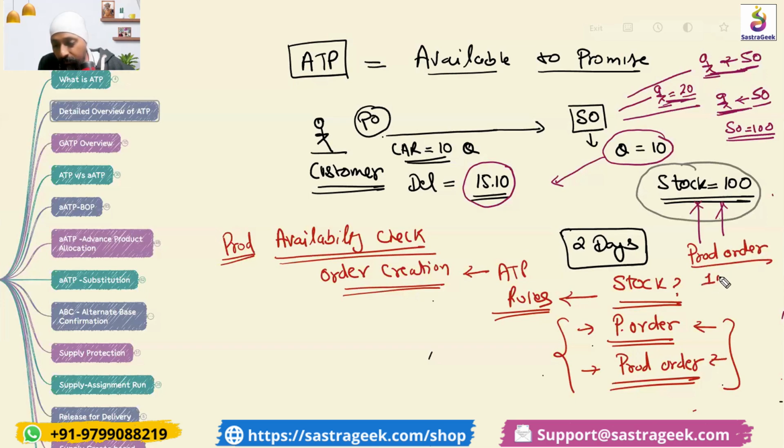And on 1st of November, with this production order, I'm getting another 200 quantity. So shall I consider the production order also while doing my calculation? Shall I do it, or should I not do it? Quickly, yes or no?